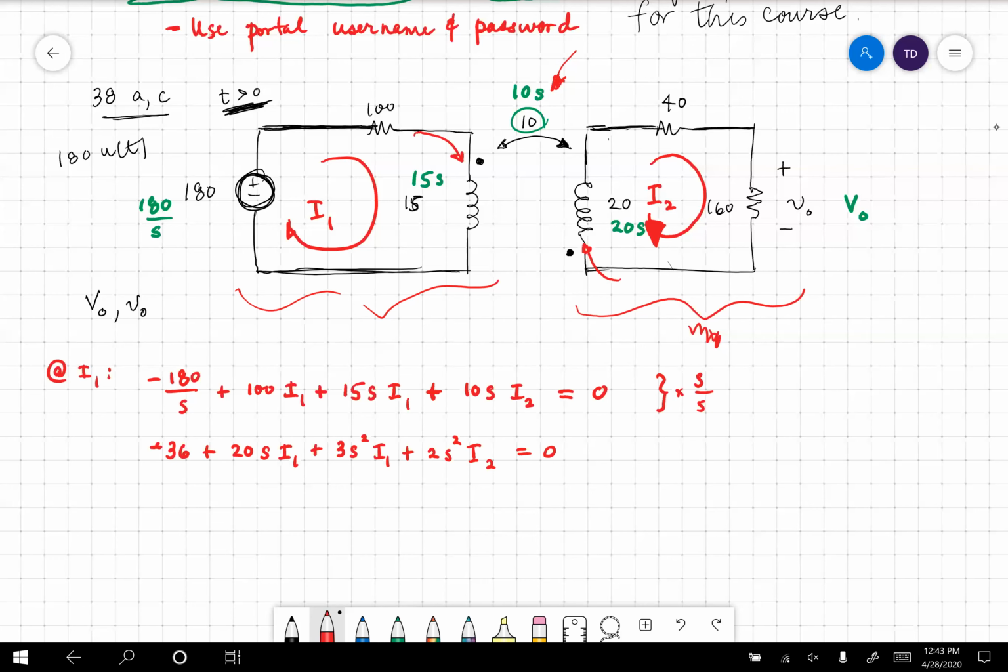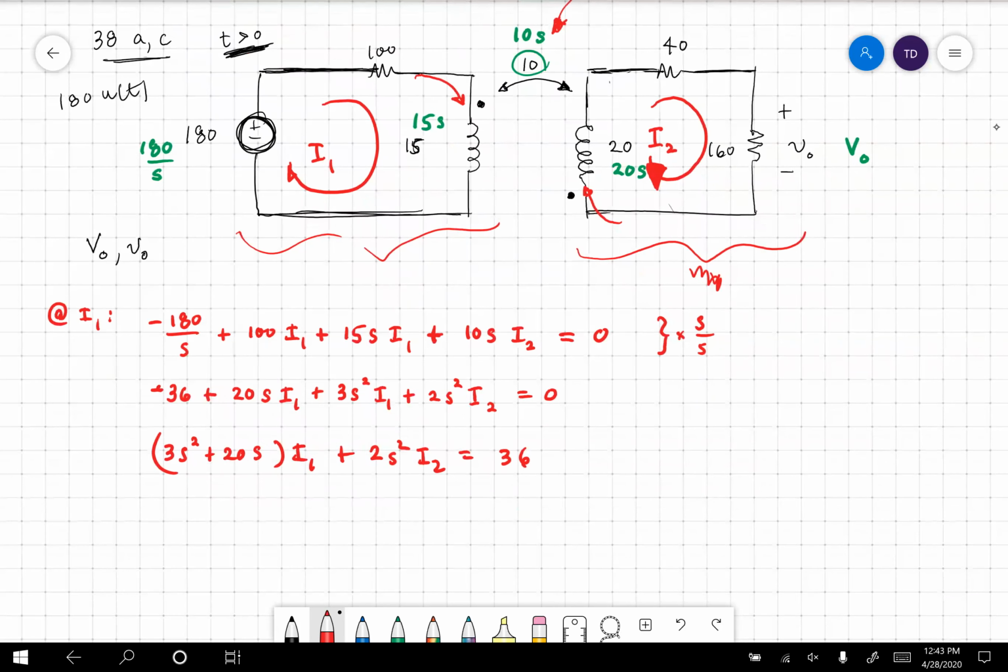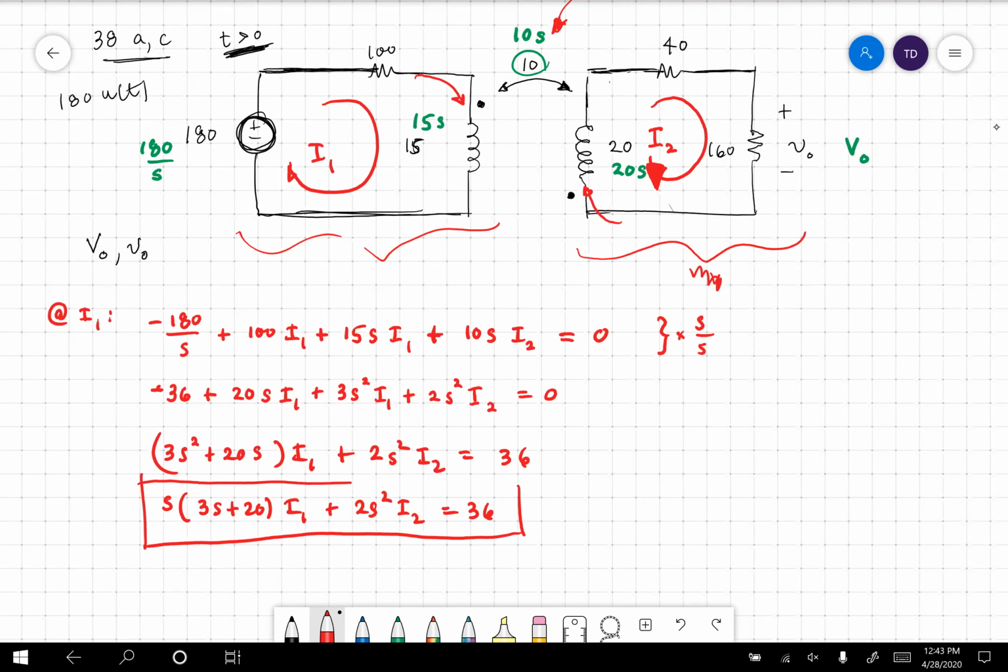So our I1 terms: for I1, we're going to have 3s squared plus 20s I1 plus 2s squared I2 equals 36. I'm just going to play one more game with this here, and let's just get pulling s out. S times 3s plus 20 I1 plus 2s squared I2 equals 36. Let's hold on to that. So there's one of our equations.